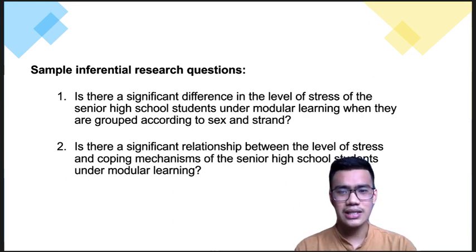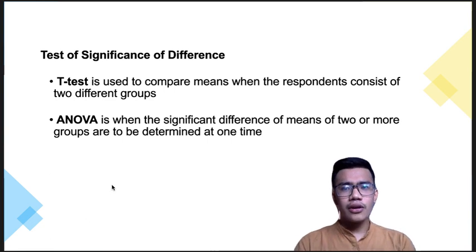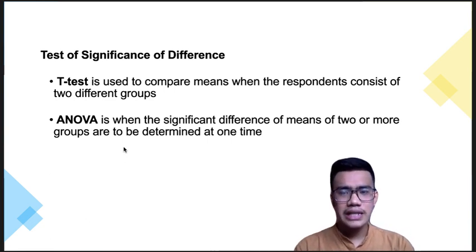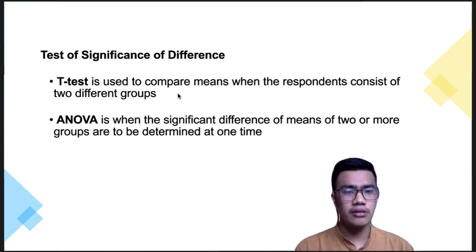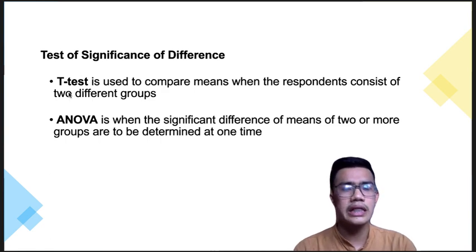Take a look at this. So for the test of significant differences, for example, you have the sex and the strand. For the sex, we have male and female, consisting of two different groups. We are to use the t-test. We have to compare means of the male and female to test for significant difference between sexes.